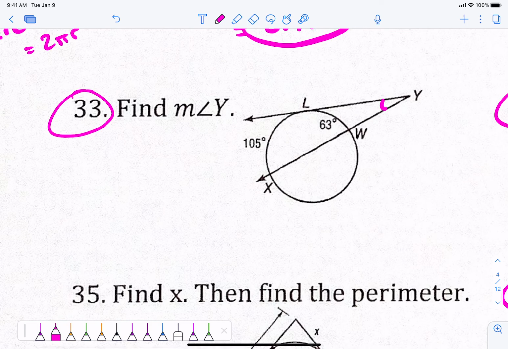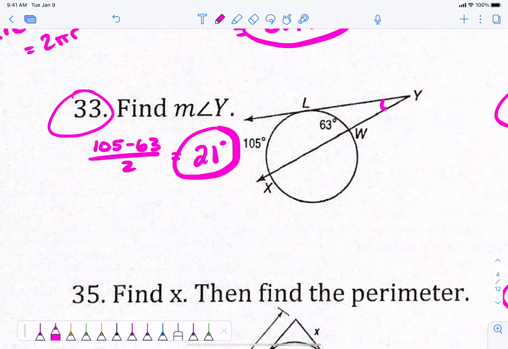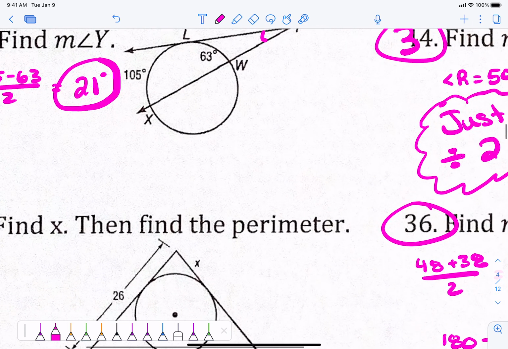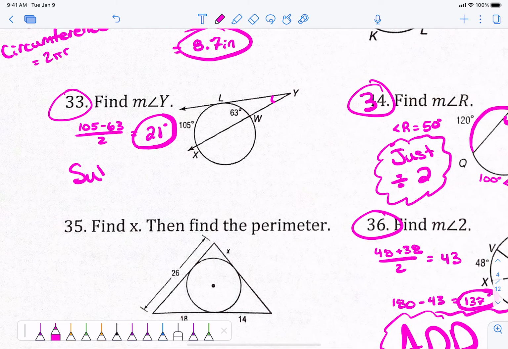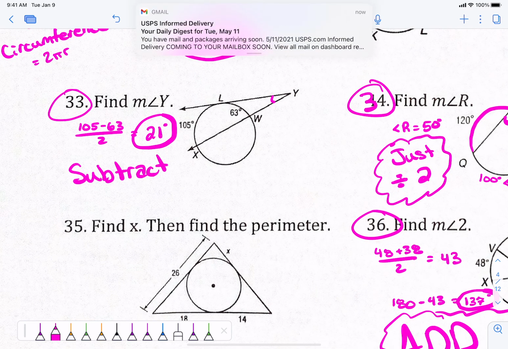Okay, so angle Y. This is a subtract divide by 2. Well, what are you subtracting? 105 minus 63, divided by 2. 42 divided by 2 is 21. Is that the final answer? Yes, that's the final answer. We don't have to subtract it. The only reason we had to subtract over here was because that was the angle we didn't want. We wanted angle 2. So this one is a subtract divide by 2.